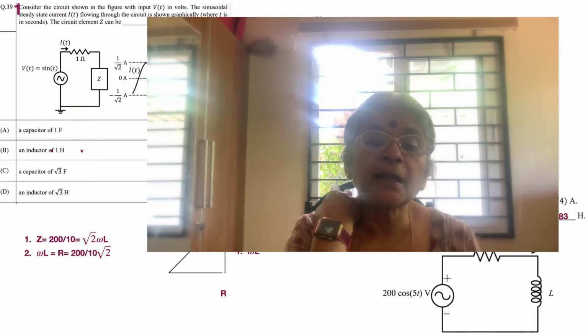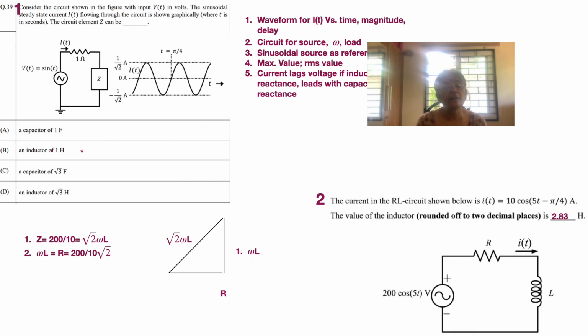Okay, and then current lags the voltage if the reactance is inductive, and leads the voltage if the reactance happens to be capacitive. So these are some of the points that I have collected together that we might be using. Okay. Let's go to problem number 2.